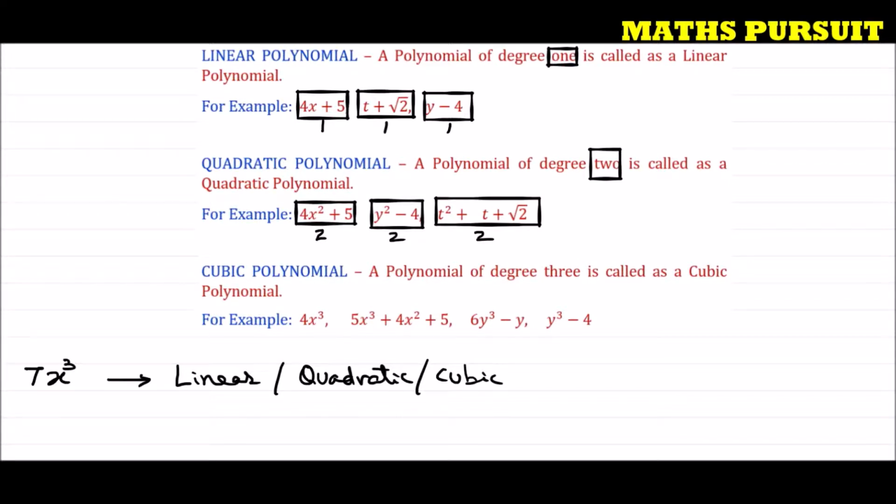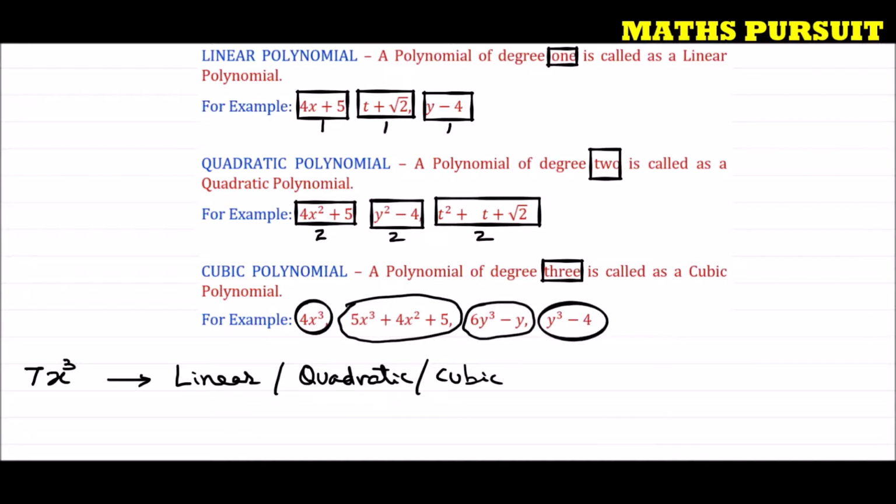Now coming to cubic polynomial, a polynomial of degree 3. A polynomial of degree 3 is called a cubic polynomial. So if you look into these examples, 4x to the power 3, 5x to the power 3 plus 4x to the power 2 plus 5, 6y to the power 3 minus y to the power 4... here the highest power of the variables is 3. So this belongs to the cubic polynomial category.